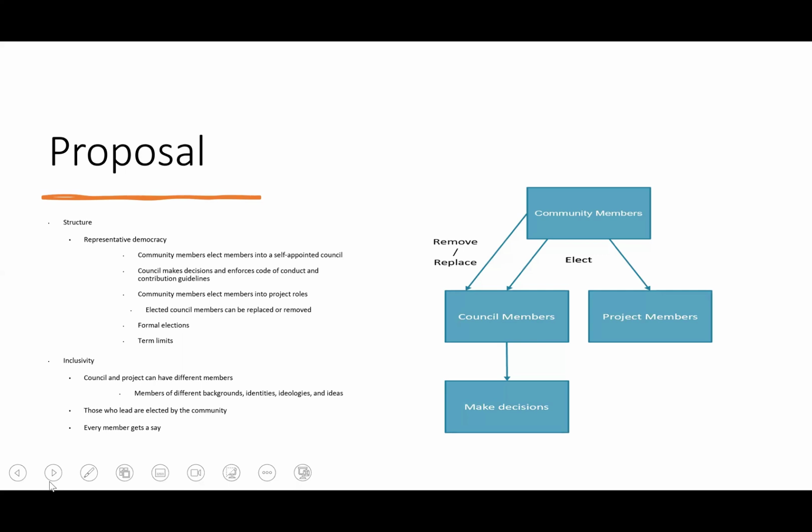Coming to the proposal of the project, for a new open source governance model, we propose a mix of self-appointed council and electoral models. In a way, we propose a reform of representative democracy. In our governance model, the community members elect people who represent them into a council through formal elections. Both the election of the council and filling of the project roles is done via formal elections. Lastly, regarding the council, they can be removed or replaced by formal elections or term limits.